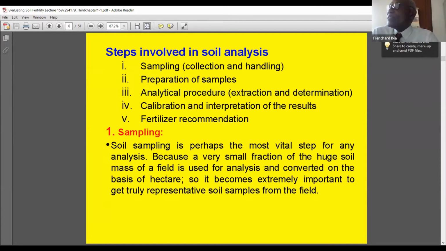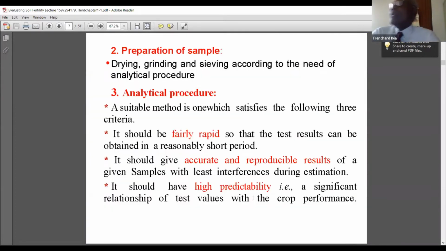Sampling. Soil sampling is perhaps the most vital step for any analysis. Because a very small fraction of the huge soil mass of a field is used for analysis and converted on the basis of hectare, it becomes extremely important to get truly representative soil samples from the field. We normally prepare soil sample by drying, grinding, sieving, according to the needs of the analytical procedure.